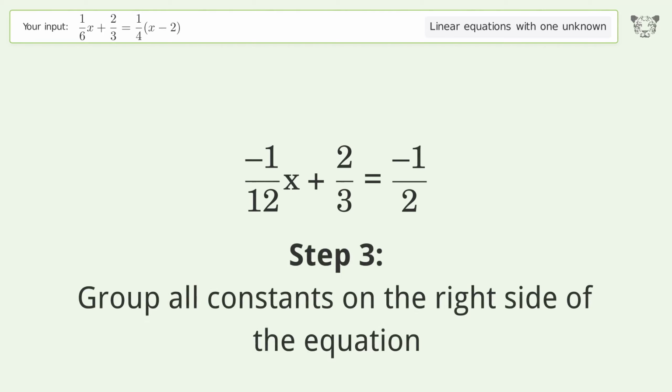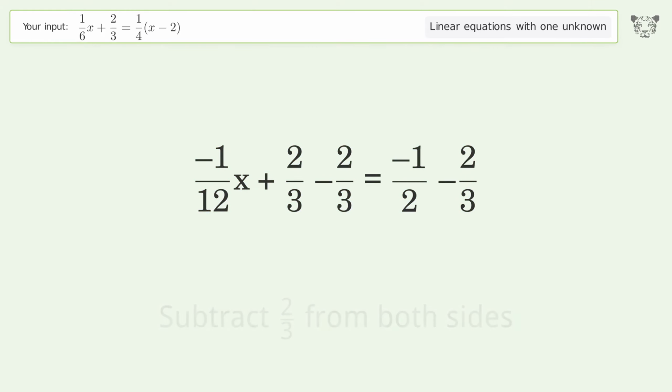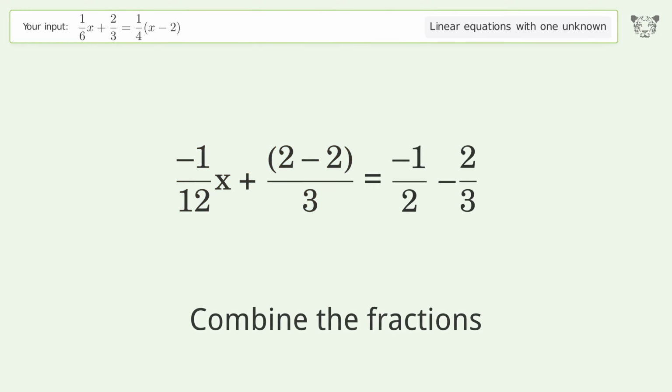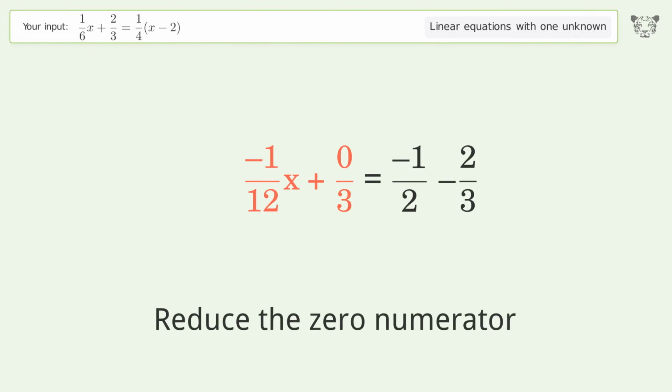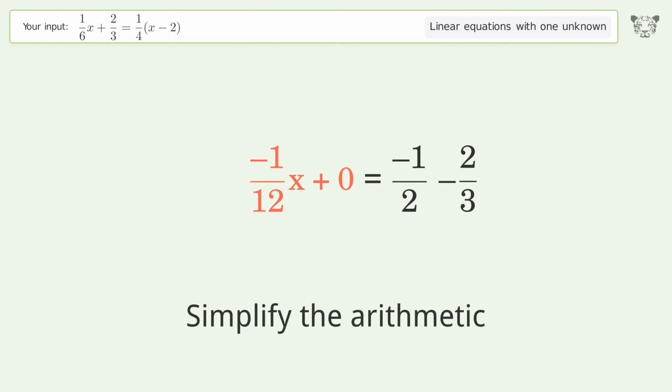Group all constants on the right side of the equation. Subtract 2/3 from both sides. Combine the fractions. Combine the numerators. Reduce the zero numerator. Simplify the arithmetic.